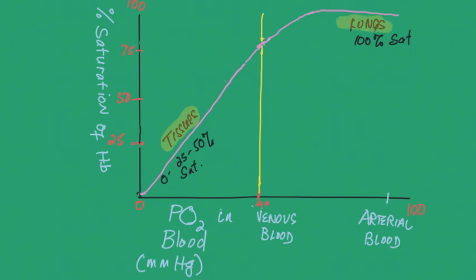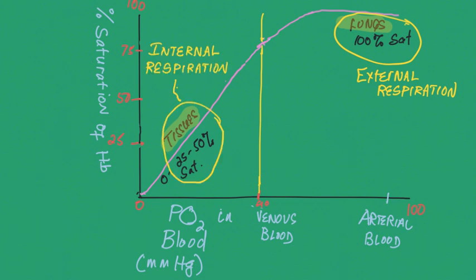The opposite is true for the lungs. In the lungs, the percent saturation of hemoglobin is 100%. This is because hemoglobin is loading up on oxygen. So in the lungs, we have external respiration where hemoglobin loads up on oxygen, and in the tissues, we have internal respiration when the hemoglobin unloads its oxygen.